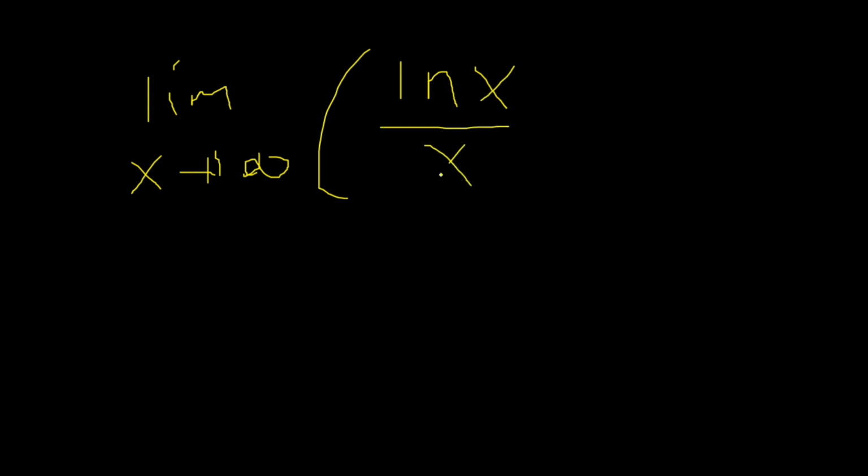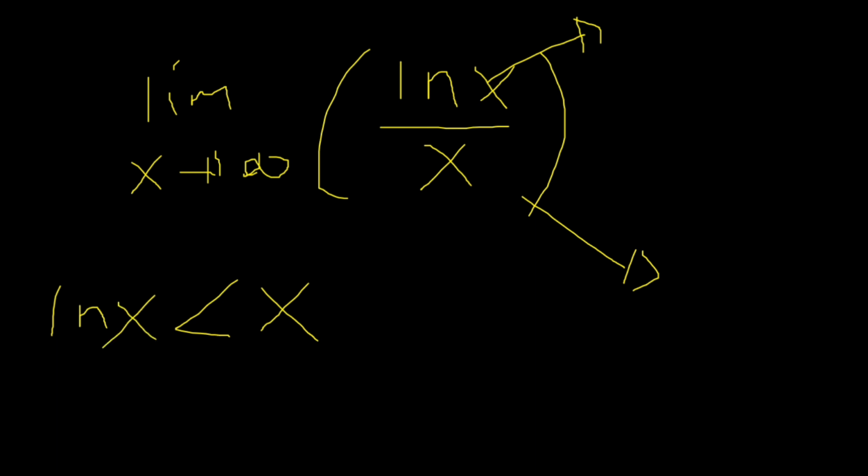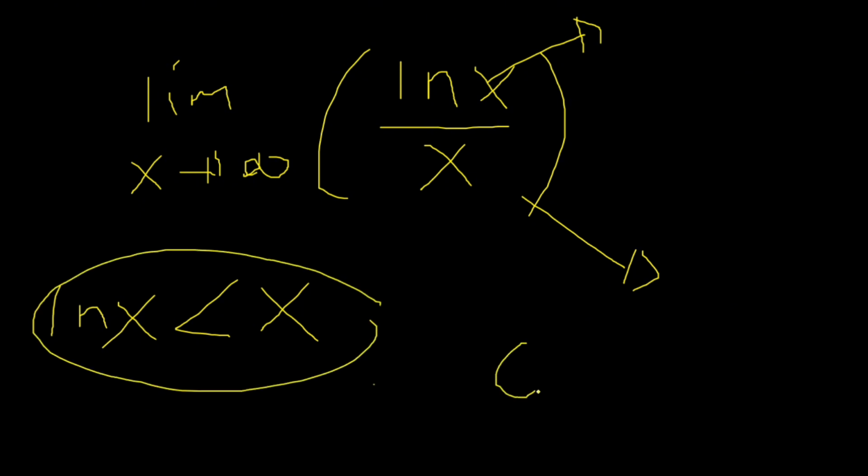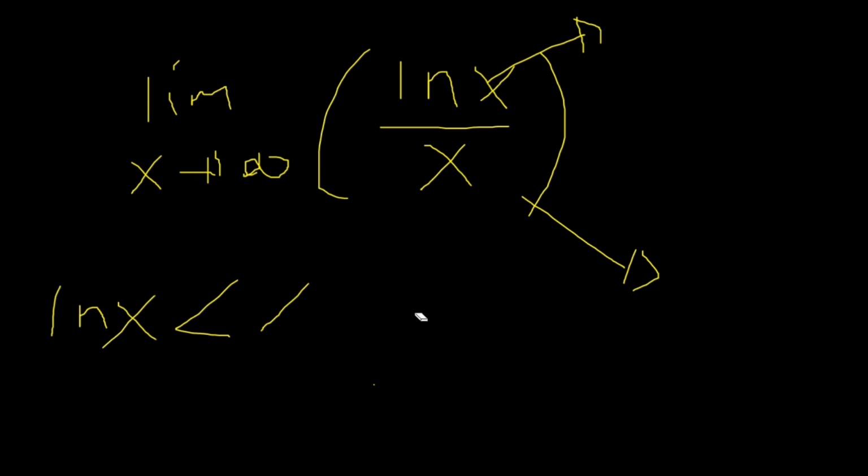So the limit as x tends to infinity of ln x all over x. Looking at this, the numerator tends to infinity and the denominator also tends to infinity as x goes to infinity. But if you look at the difference between them, x is greater than ln x, so ln x is less than x, hence the limit of this will be 0. I know you may not be understanding what's really happening, so let's do it gently.